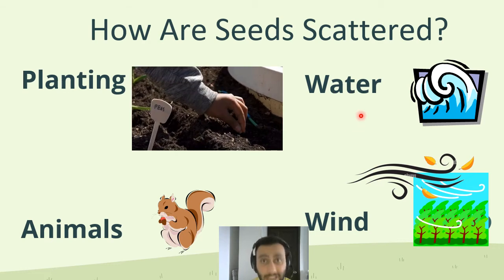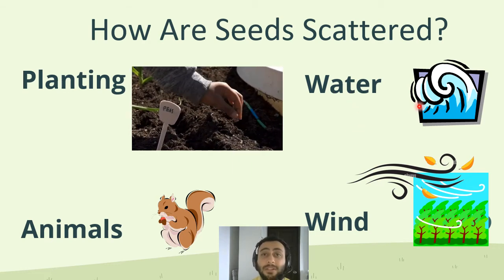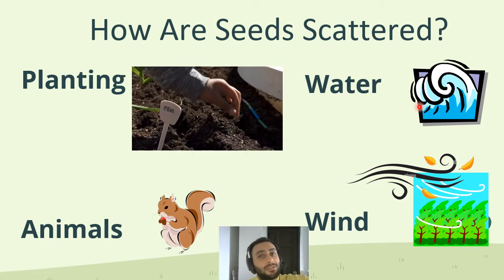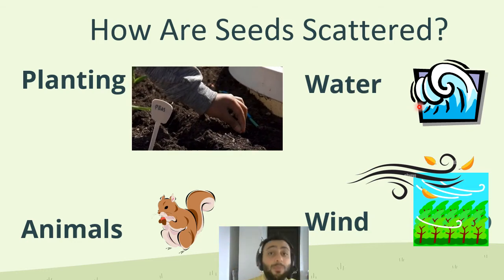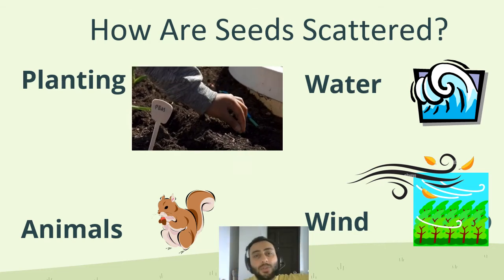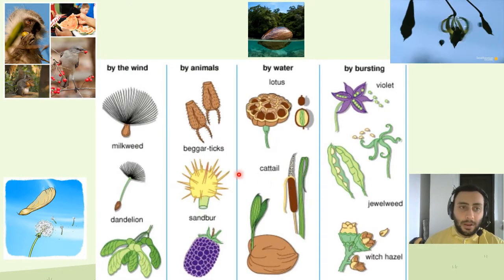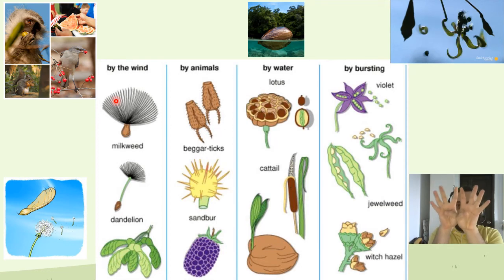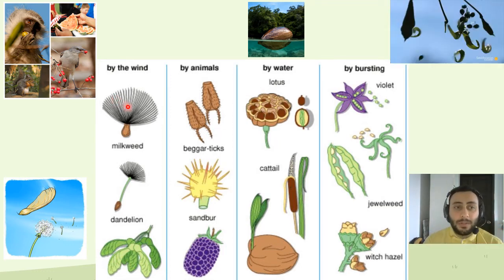Water. Yes, water also helps scatter the seeds. If the seed falls into water, it will go to somewhere else and grow into a plant. We will learn more about this. Wind. Yes, when there is wind, it can take the seed to somewhere else. For example, look at these plants that go by wind. This is the seed. You see the way it moves? It's like it has wings. When the wind comes, it will fly like these ones. So wind helps scatter the seed.